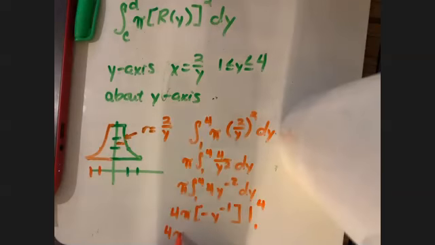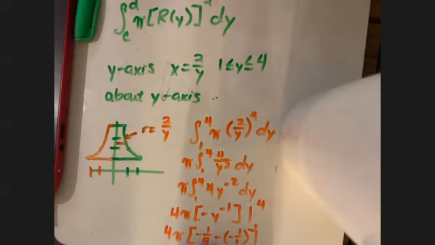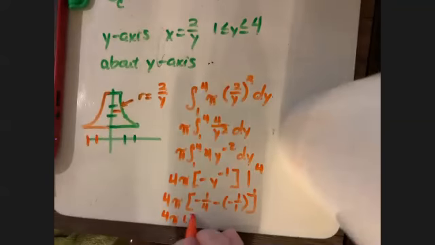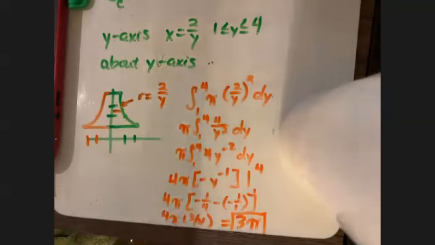So now I have 4 pi times -1/4 minus -1 over 1. That's going to be -1/4 plus 1, so it's going to be 3/4. So I have 4 pi times 3/4, which is going to be 3 pi.